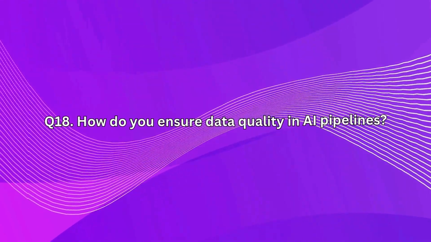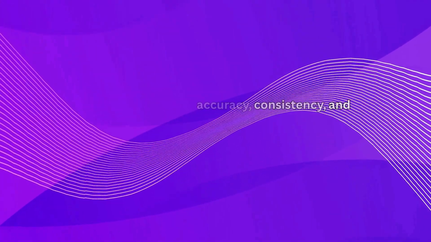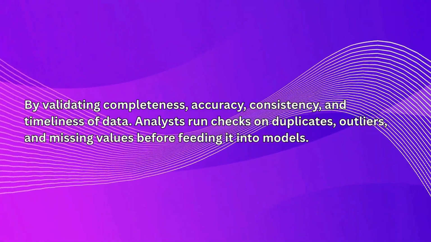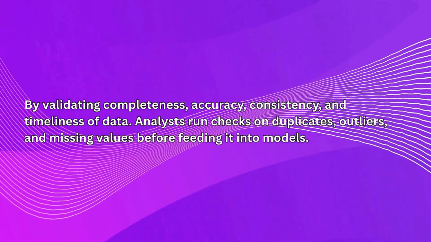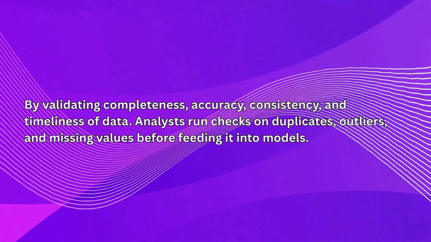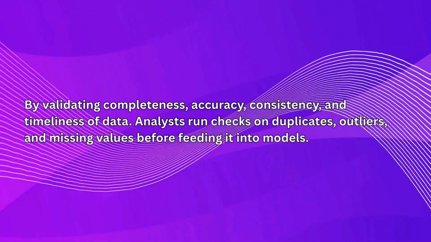How do you ensure data quality in AI pipelines? By validating completeness, accuracy, consistency, and timeliness of data. Analysts run checks on duplicates, outliers, and missing values before feeding it into models.